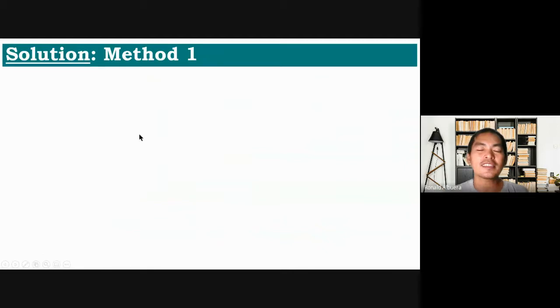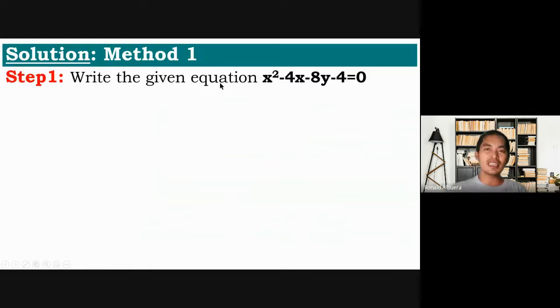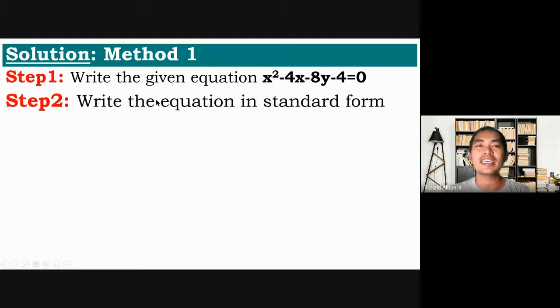Our first step here is to write the given. Always write the given. If you notice, in all my video presentations, the solutions always write the given. Why? To lessen the chance of committing mistakes, being carelessness. So, you copy the given and check whether you copied it correctly. Next step is to write the equation in standard form.